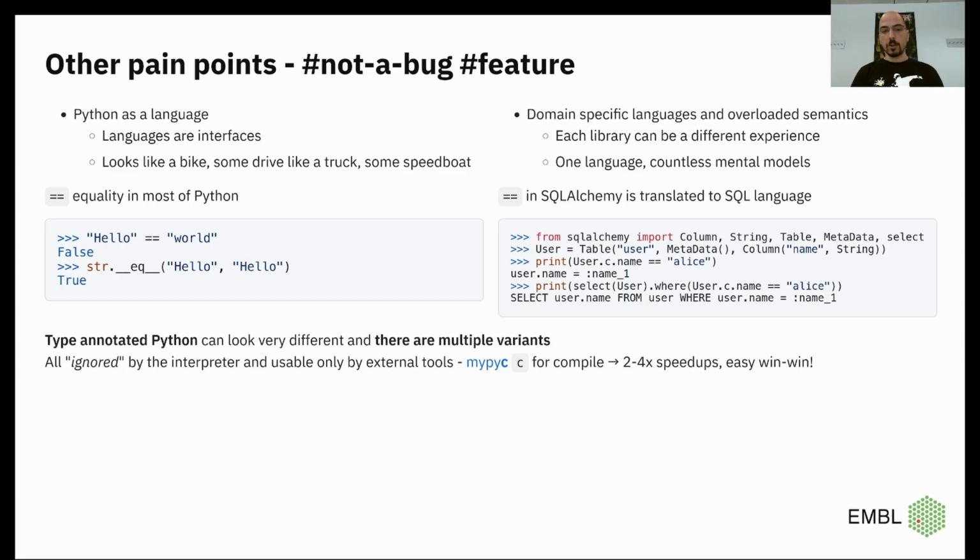And here I'm also highlighting one perhaps not so well-known feature: one of the static typers, mypyc, actually has a C compiler inside. So if you annotate your code and you use mypyc, you can actually compile it and gain some extra speed.